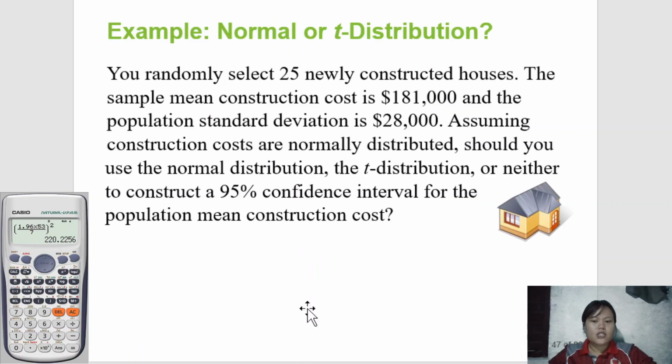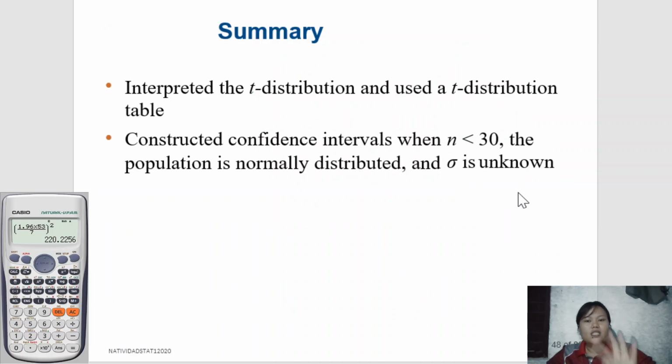Okay. So, this one, you randomly select 25 newly constructed houses. The sample mean construction cost is 181,000 and the population standard deviation is 28,000. Assuming construction costs are normally distributed, should you use the normal distribution, the t-distribution, or neither? So, since okay naman, less than 30, pero the population standard deviation is known. Okay? So that's $28,000. So therefore, we have to use normal distribution for this problem. Again, this one is normal distribution. Okay? So in summary, we have interpreted the t-distribution and used the t-distribution table, constructed confidence interval when n is less than 30.